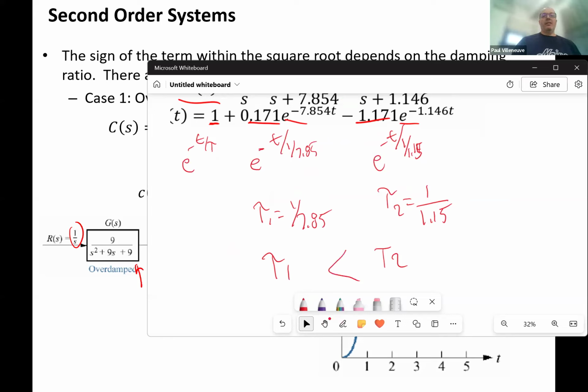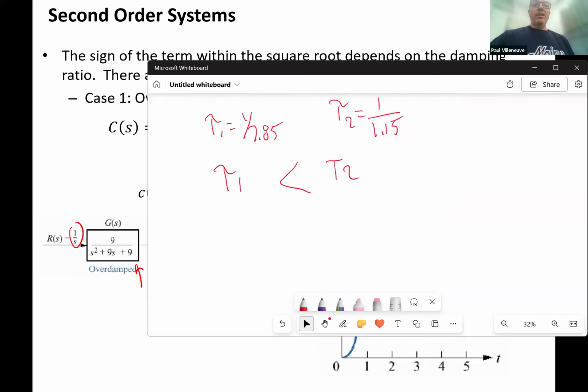T2 is greater. So steady state occurs in 5 times T2. This one over here dies out in 5 times 1 over 7.85. This one dies out in 5 over 1.15. So it takes a lot more time for T2 to reach steady state than T1.